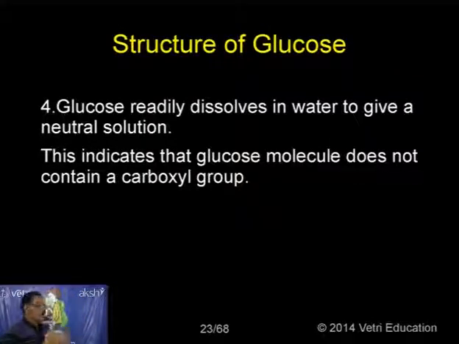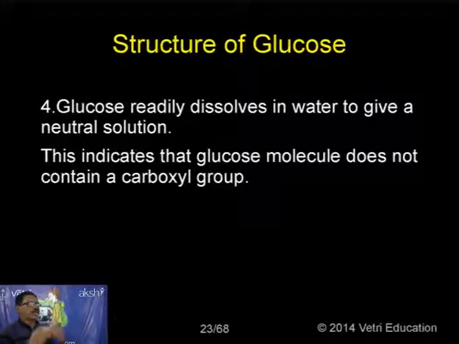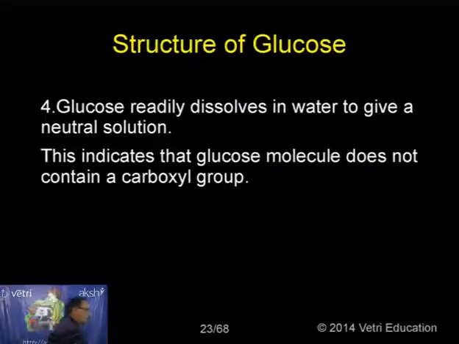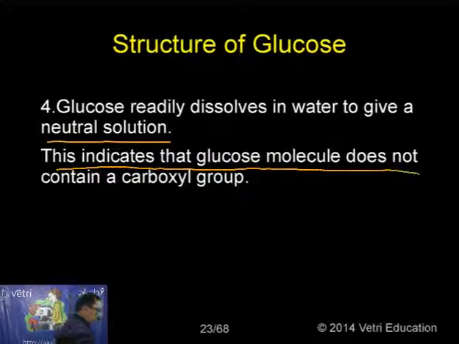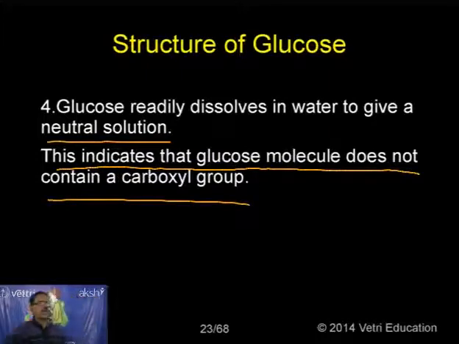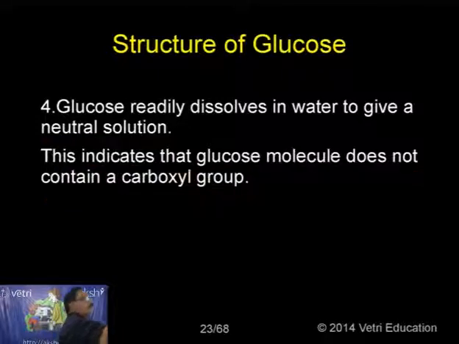Glucose readily dissolves in water to give a neutral solution. Take glucose, add water, and just test the acidity or basicity. It is neutral. This indicates that the glucose molecule does not contain a carboxyl group, because we know already the oxygen number is higher. So when the oxygen number is higher, we have to identify whether it is an acid or not. So it is not an acid. This is the interesting information. So this indicates that the glucose molecule does not contain a carboxyl group.